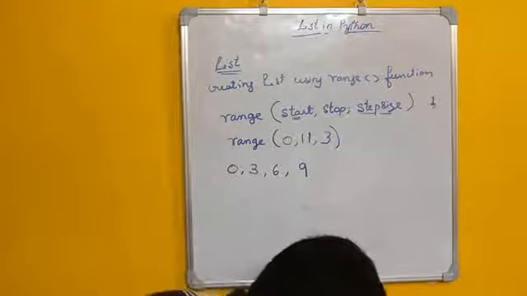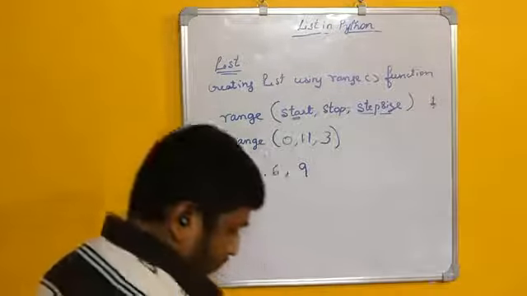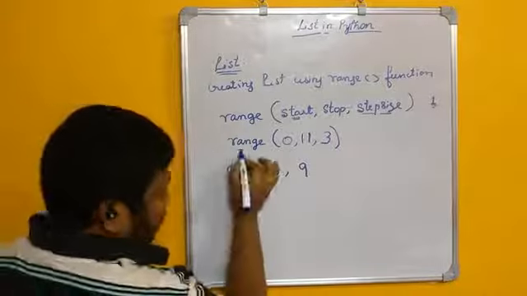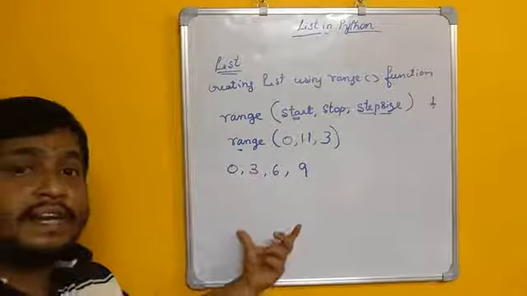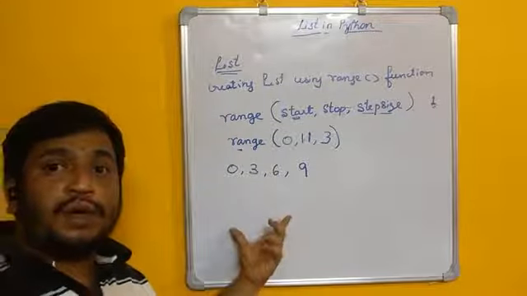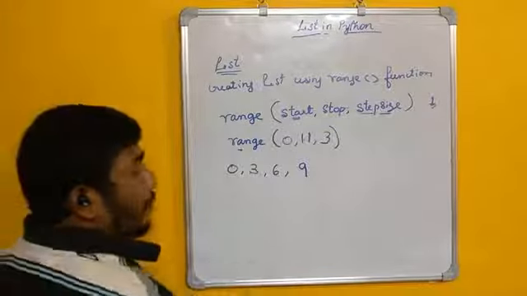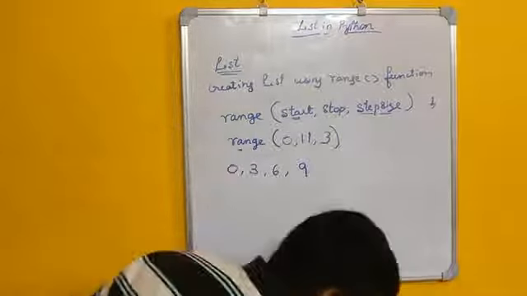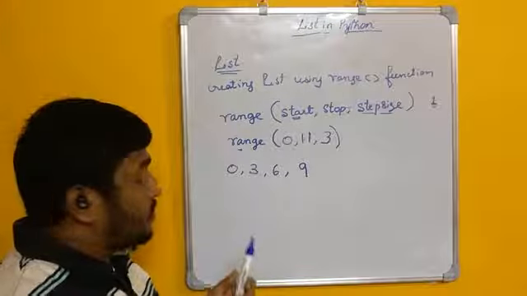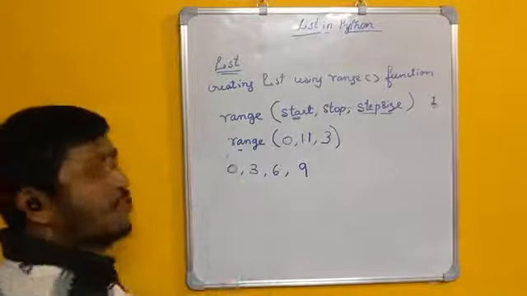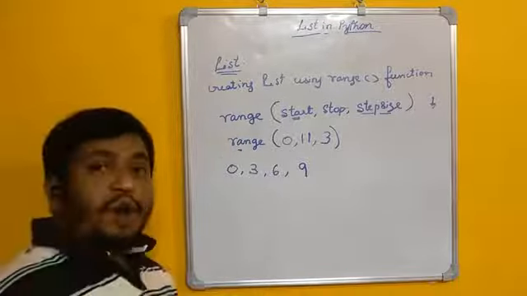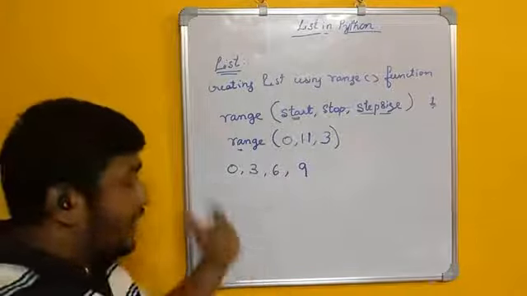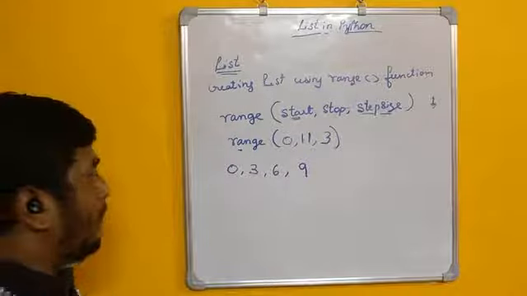Okay, see, this range is an object. It will not print these numbers, it only creates these numbers and stores them. If we want to print, we have to use it with a list, not directly with a print statement. With a list we have to use this range, then only we can print these numbers. Or we have to use this in a loop. If we use range alone, it will only generate the numbers and store them. It will not print.